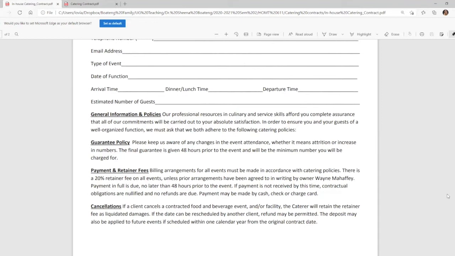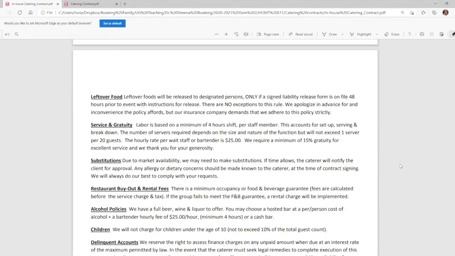But for some organizations, they don't even give you time to reschedule. Once you cancel, the damages are for them. Even if they get another client to book the space for that period, they will not give you your refund. So these people's contract is quite flexible. And it goes on to talk about leftover food.